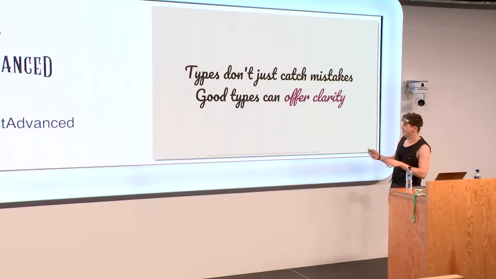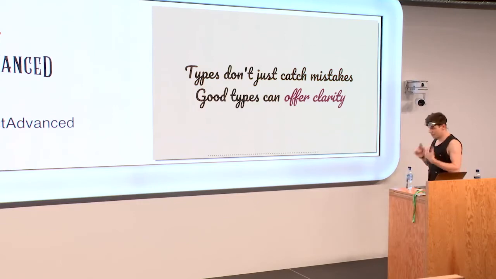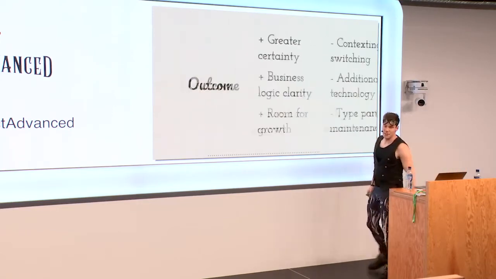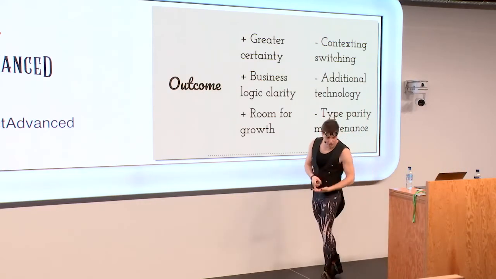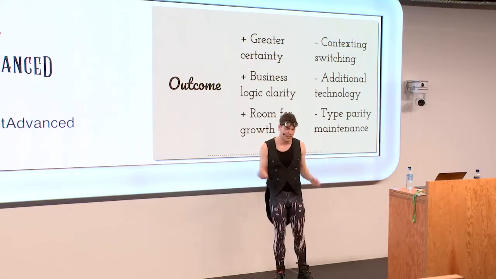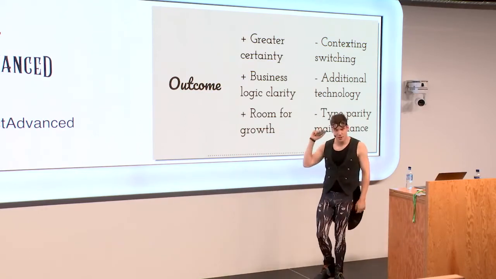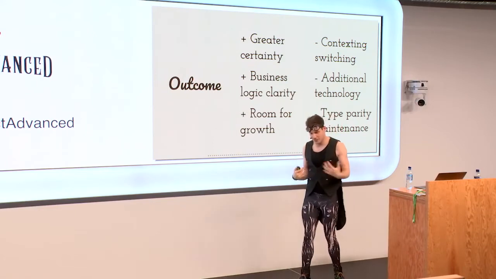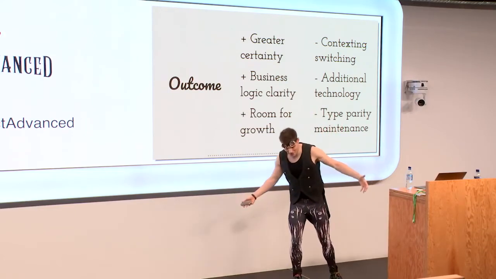Home stretch. Good types and just exceptions. Good types can offer clarity. The outcome here is that you have greater certainty in our code because everything is 100% type-checked all the time. Our business logic is more clear, and we have an obvious view of how we will expand this in the future, rather than having more and more nested if statements.